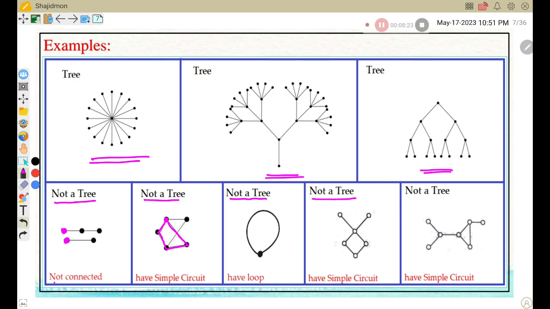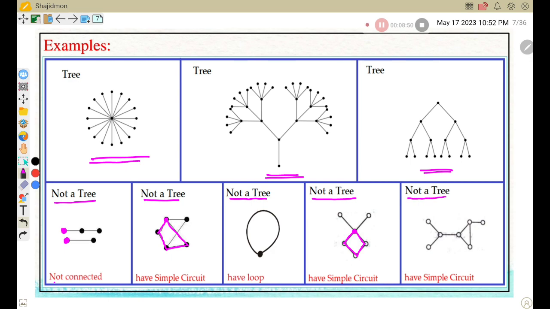And this is also not a tree because that graph has a simple circuit. For example, what is the circuit? Starting from here and going here, here and here, starting and ending at the same point, correct? There is a simple circuit. So a circuit means a vertex cannot be repeated, an edge cannot be repeated, and starting and ending should be the same. If you get such a walk, that is a simple circuit. So a tree should not have a simple circuit.